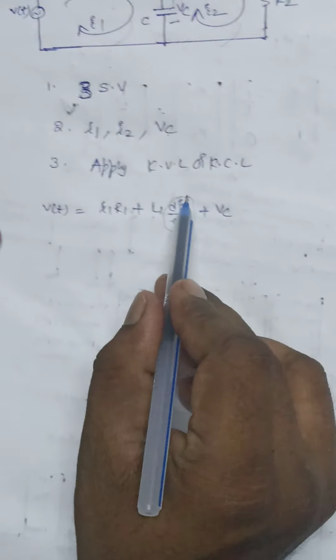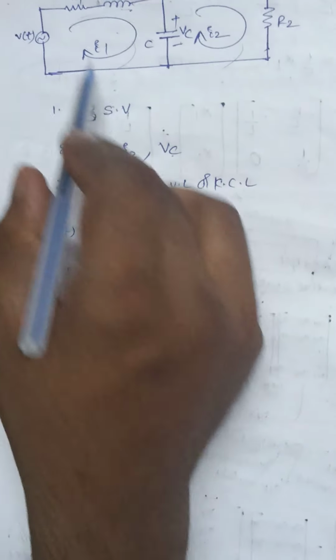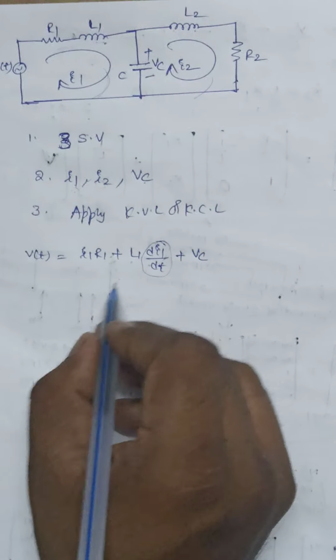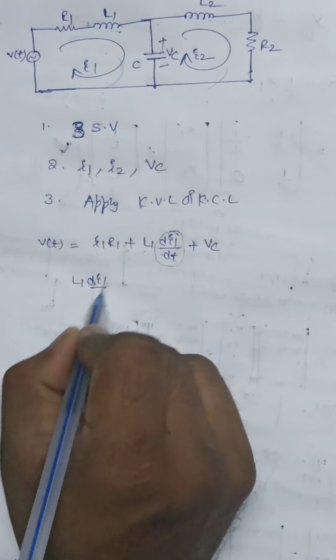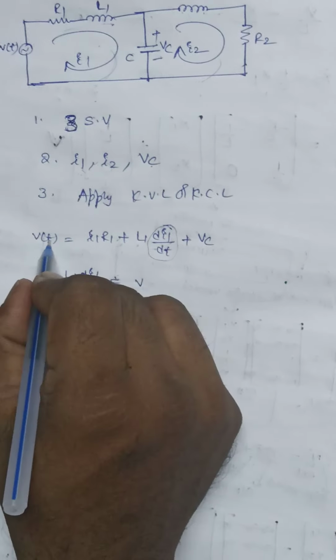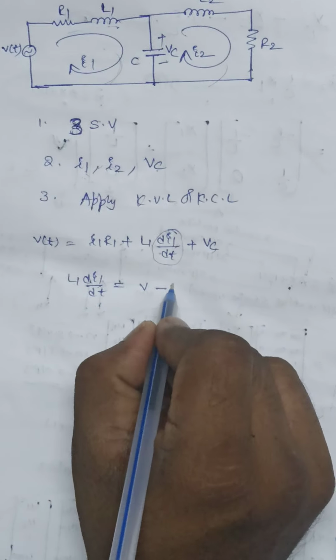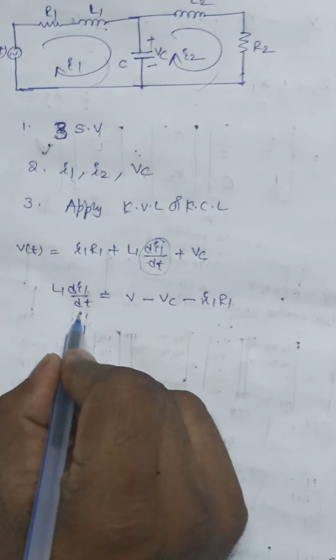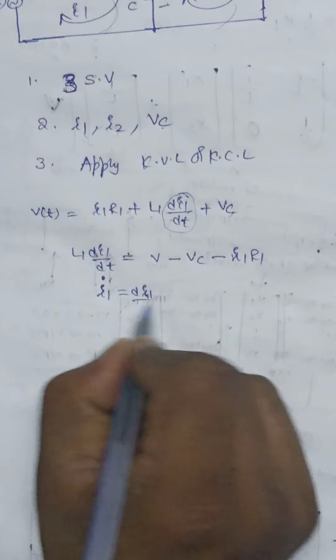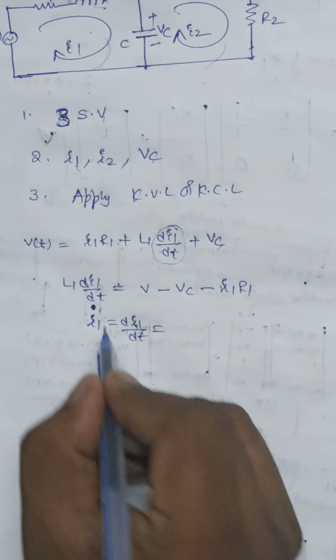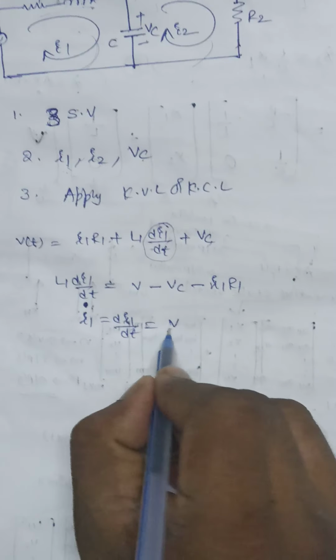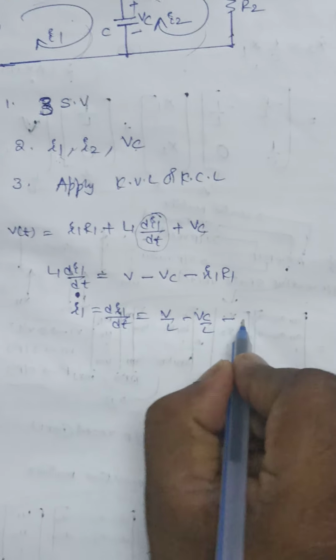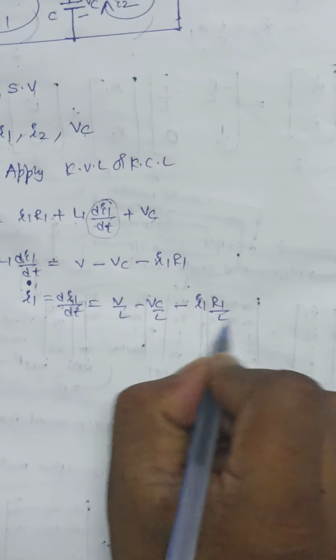I1 dot means the derivative of the state variable. This is the derivative of the state variable I1 dot that I got from applying KVL to the first loop. So L1 into dI1 by dt is equal to V, the input, minus Vc minus I1 into R1. Now I1 dot, or dI1 by dt, is equal to V by L minus Vc by L minus I1 into R1 by L. So this is the first equation.